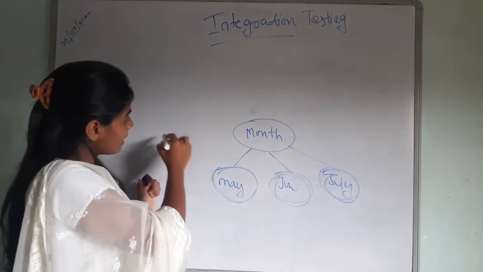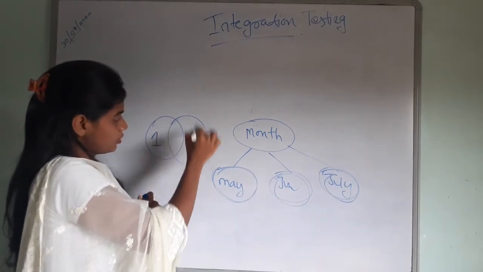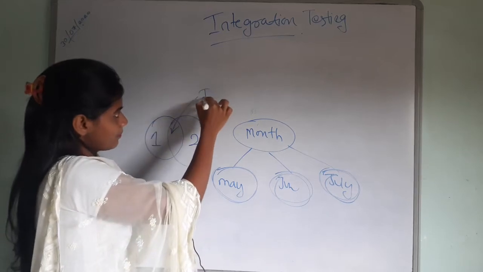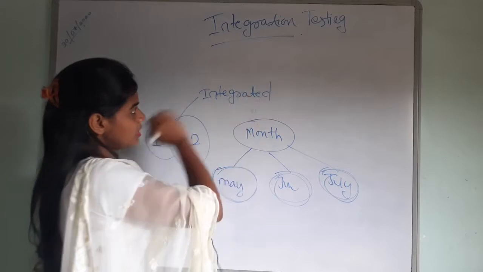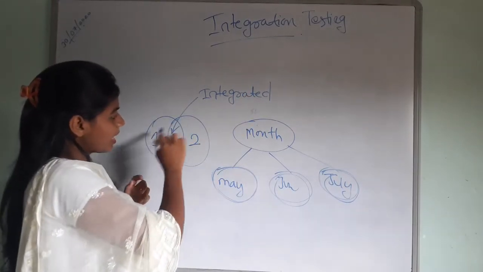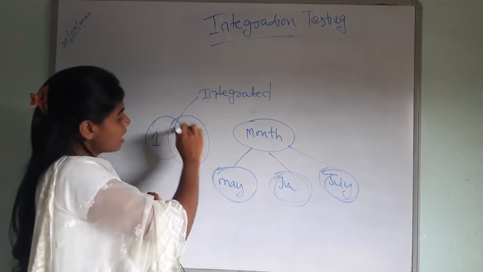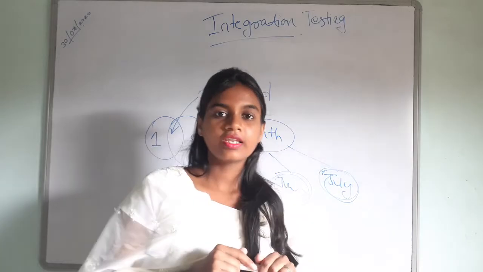Unit testing tests the individual components, and integration testing combines them. How does it combine? These are two modules: this is module 1, this is module 2, and these are integrated. Integration testing combines these two modules, puts them in a single group, and that single group gets integrated. This is how integration testing works.